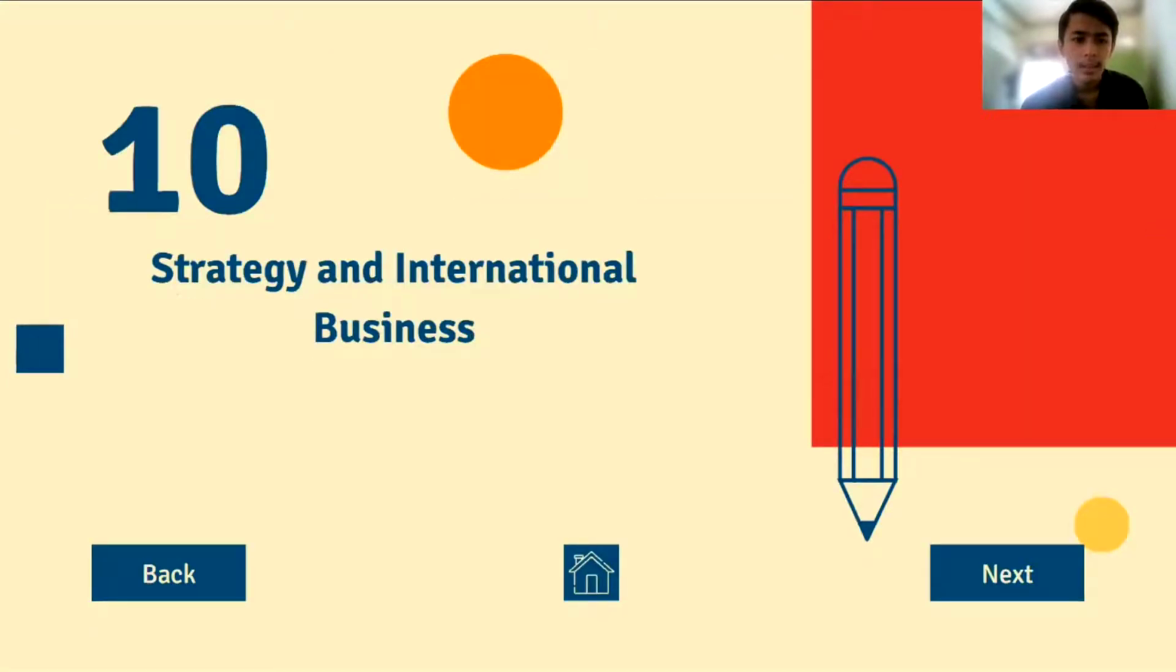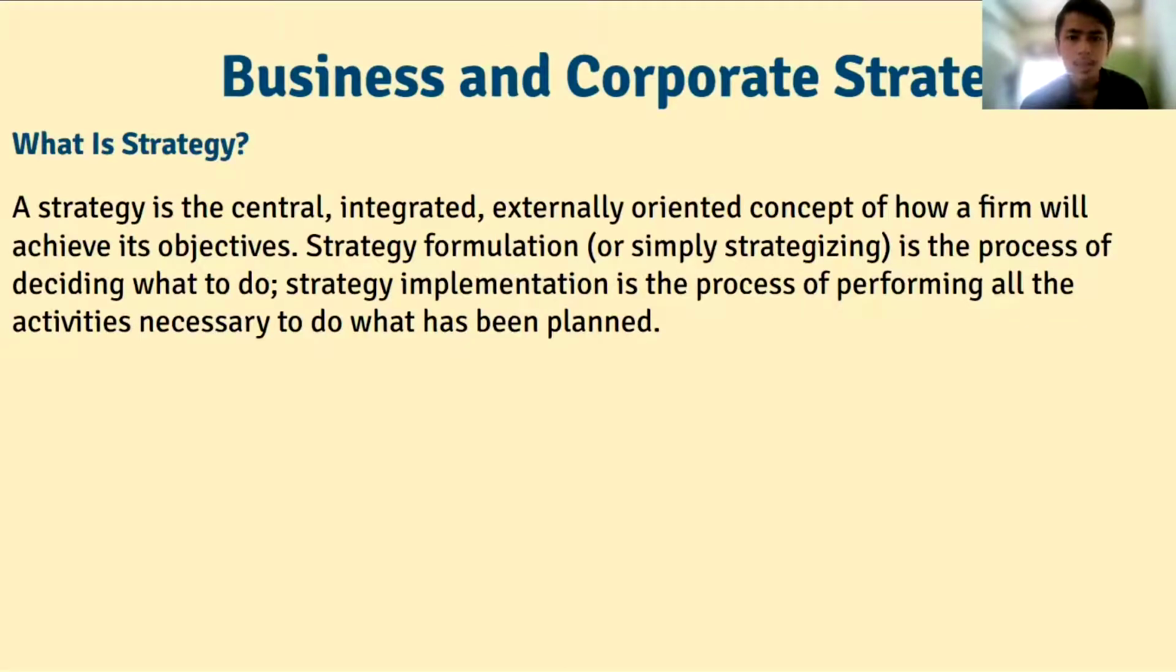Next slide, number 10, strategy and international business. Business and corporate strategy. What is strategy? Strategy is the central, integrated, externally oriented concept of how a firm will achieve its objective. Strategy formulation, or simply strategizing, is the process of deciding what to do. Strategy implementation is the process of formulating all the actions necessary to do what has been planned.